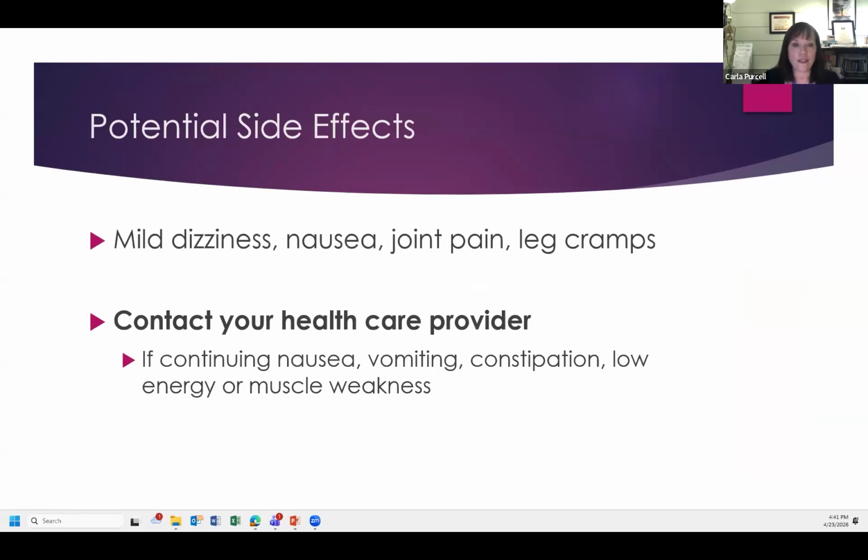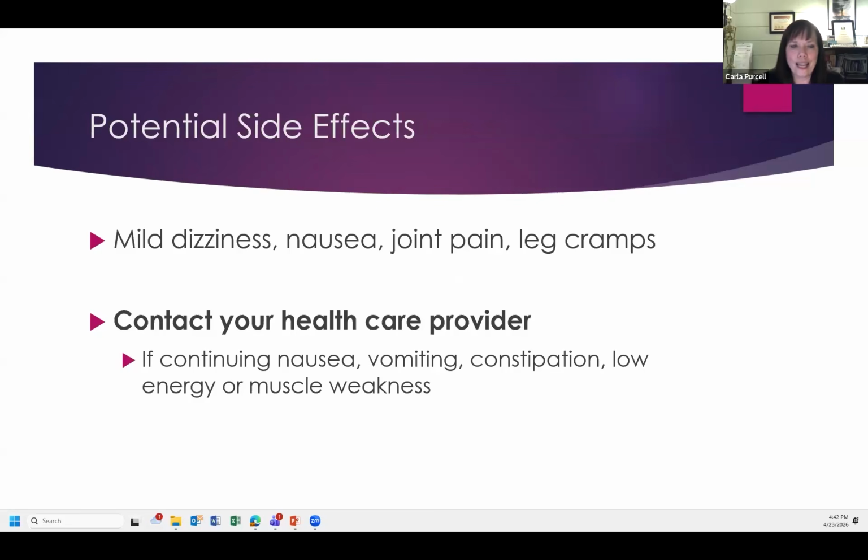The potential side effects of this are fairly rare. There's mild dizziness, nausea, sometimes some joint pain or leg cramps. You want to contact your healthcare provider. This one is kind of the opposite. You can have higher calcium with it. So if you're exceedingly thirsty or if you're vomiting or if you have confusion, this would be a time to talk to your healthcare provider.